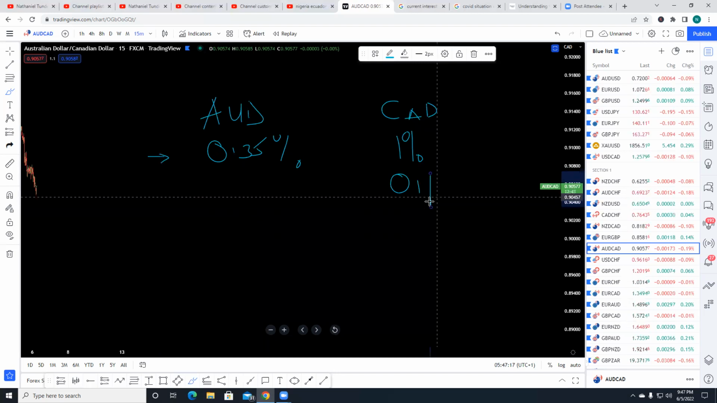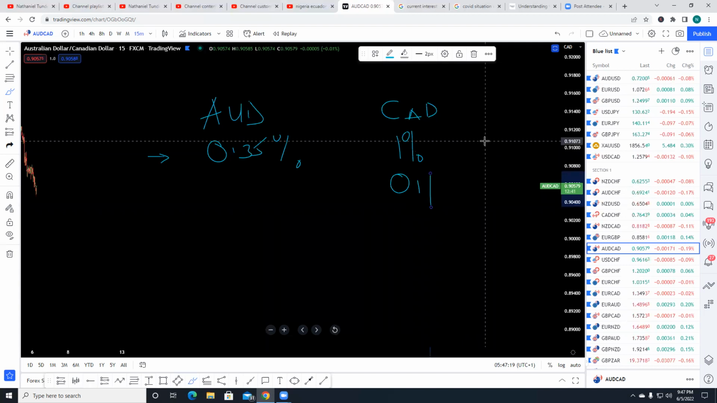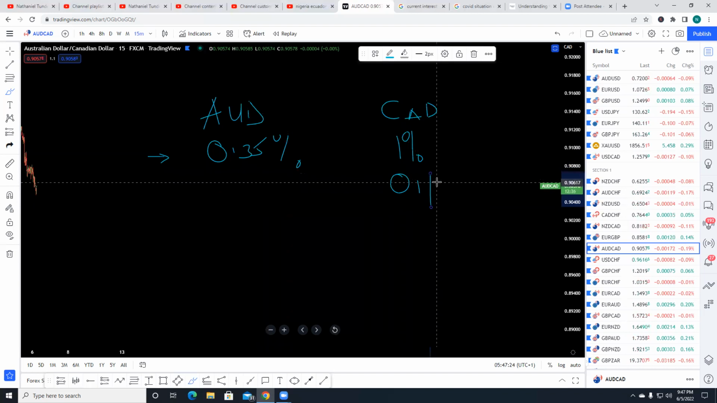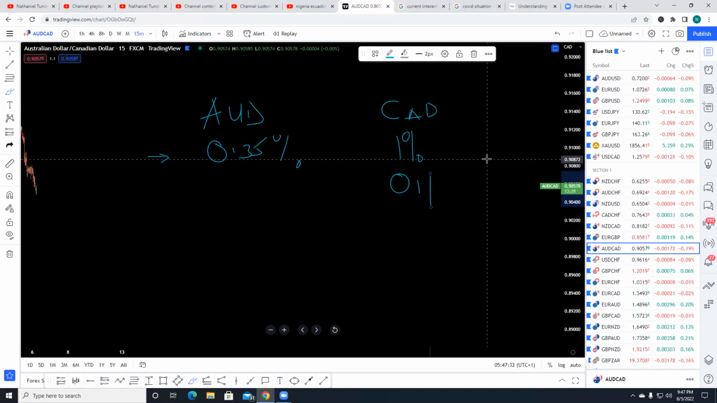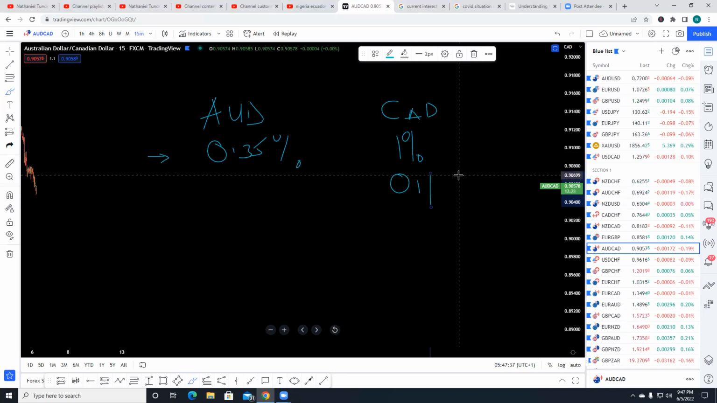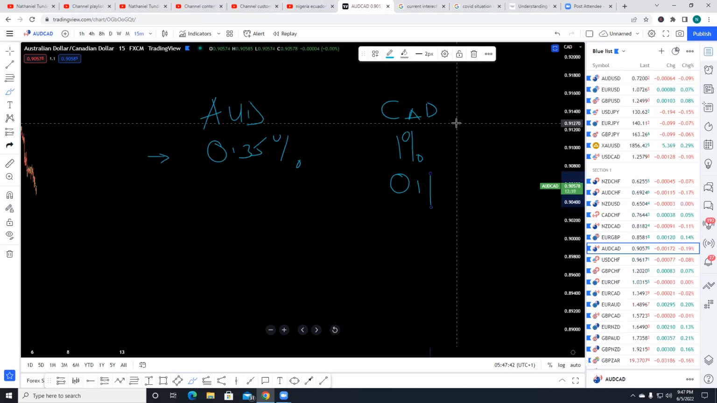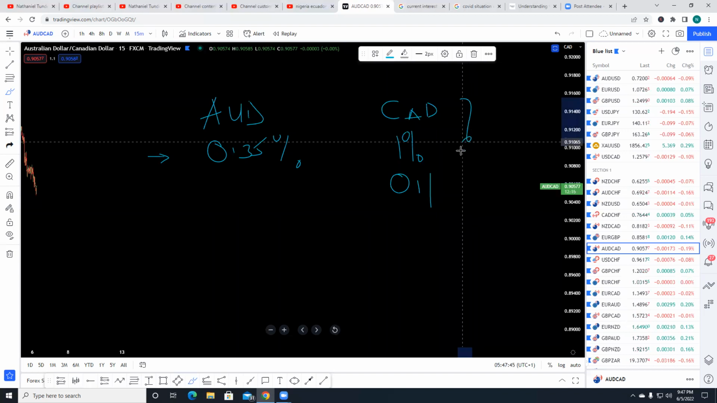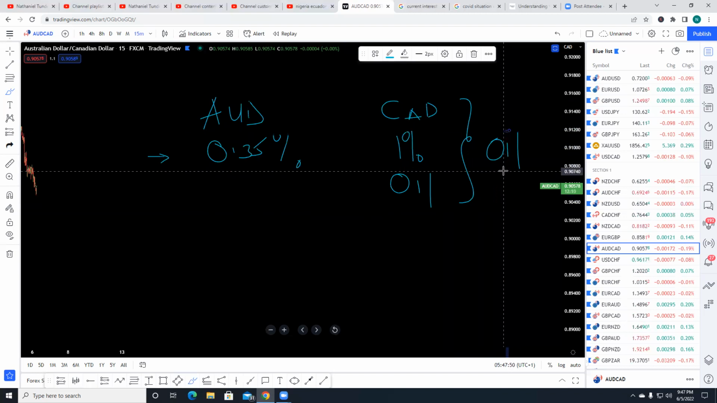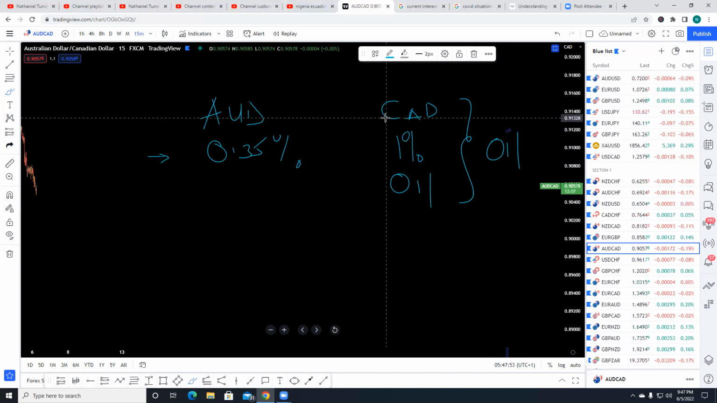And who do they export oil to? They export oil to China, they export oil to Australia, and they export oil to the US. These are the three major countries that take the most oil from Canada. You get it now. If that is the case, we now need to consider what is happening in oil, for us to know what's happening to CAD.